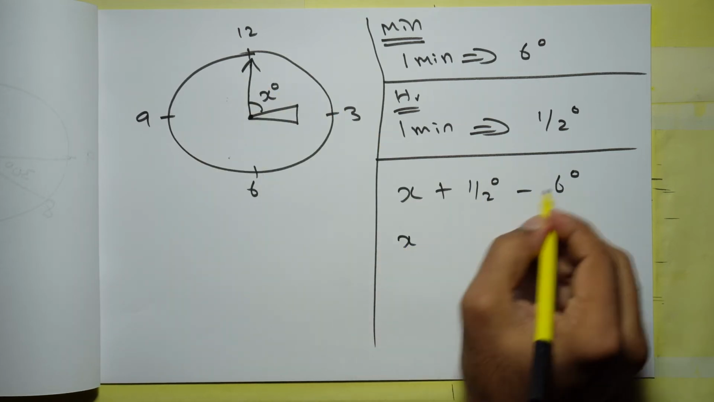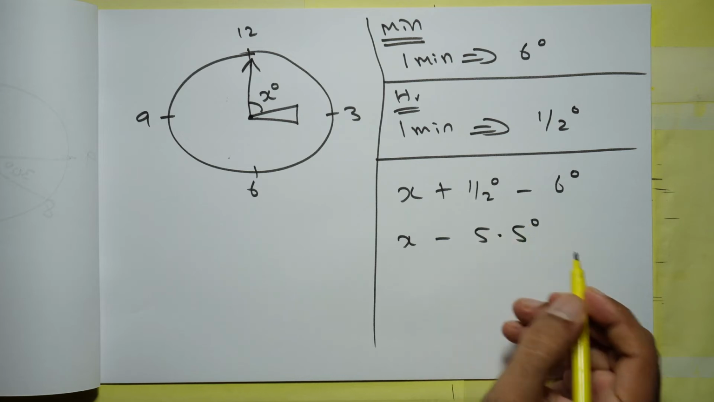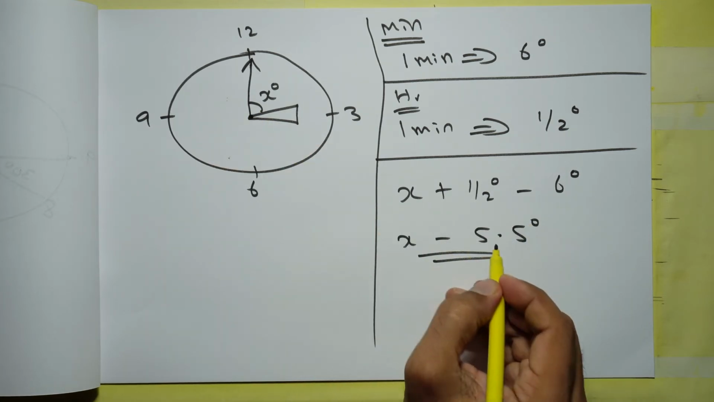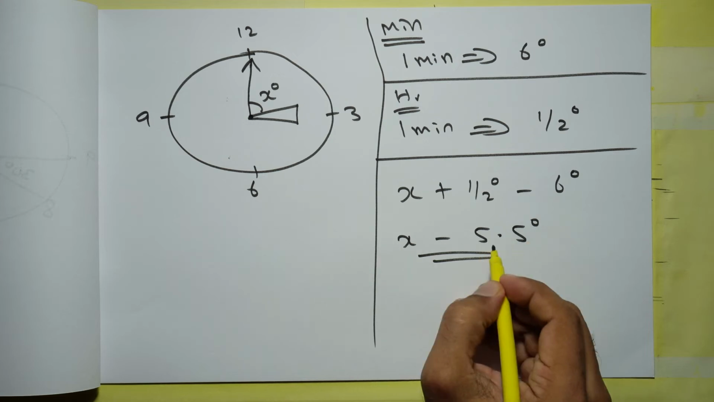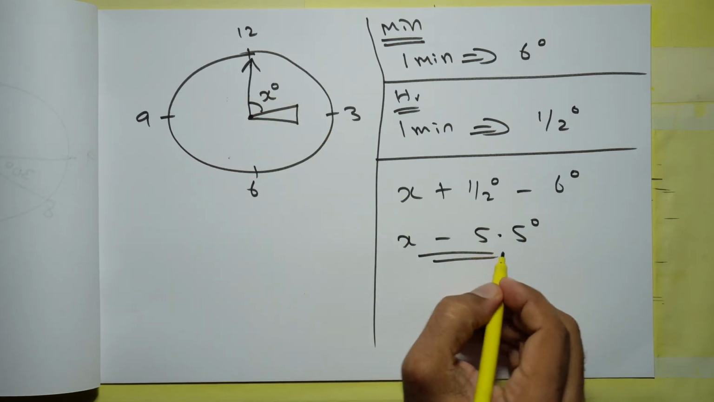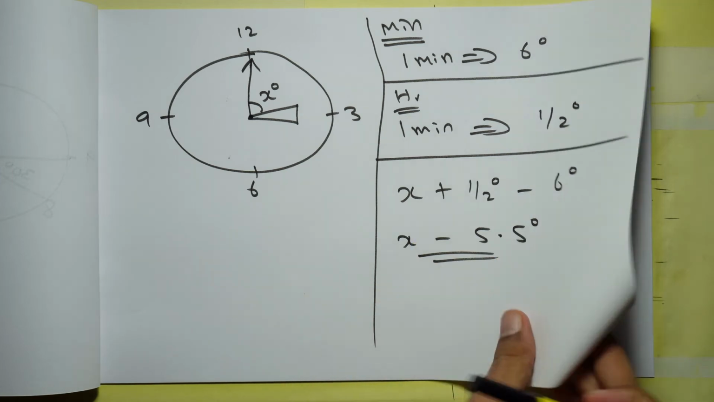So that will be x minus 6 plus half, that will be x minus 5.5 degrees. So initially, if the angle is x, in 1 minute the angle will become x minus 5.5 degrees. That is, the angle will decrease by 5.5 degrees. Now let us look at one more situation.